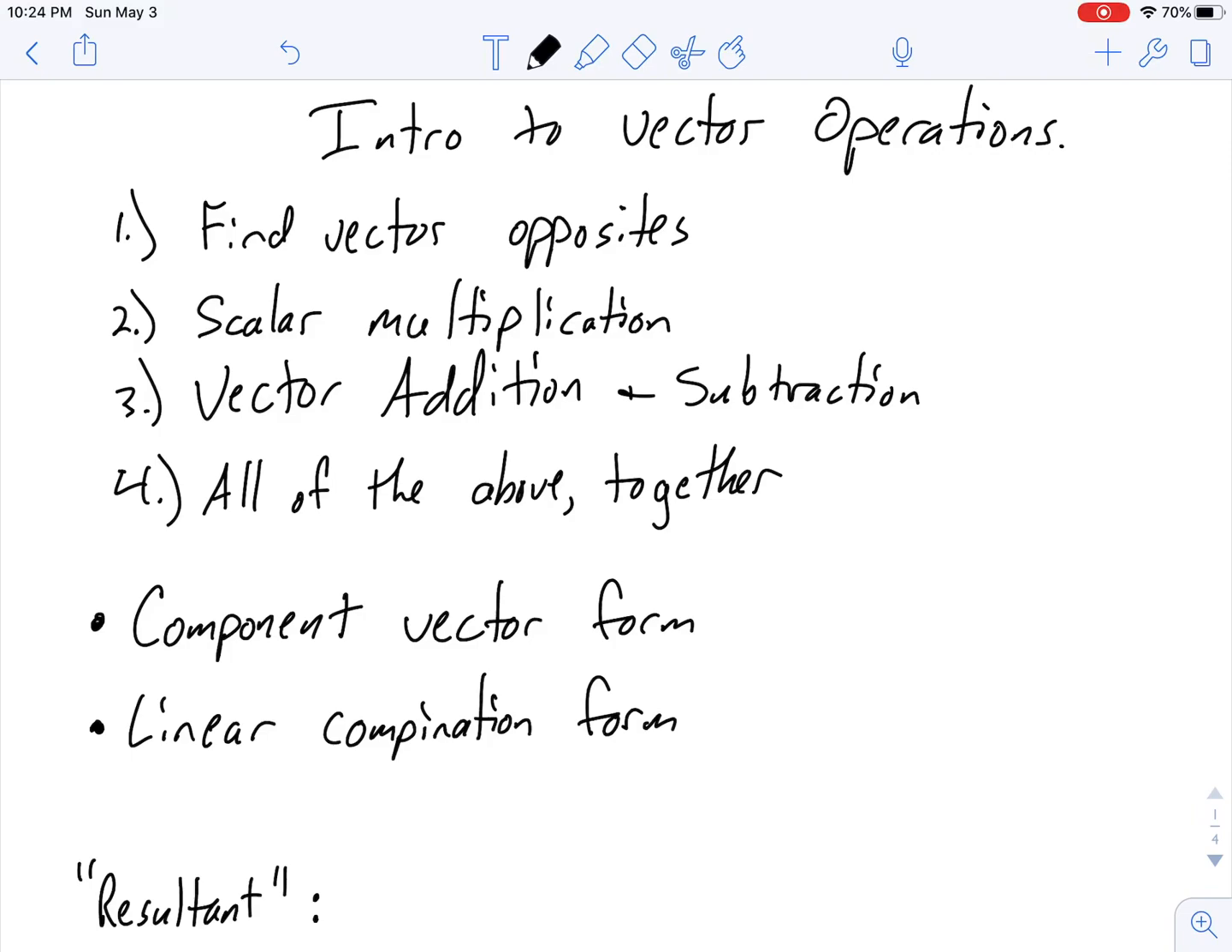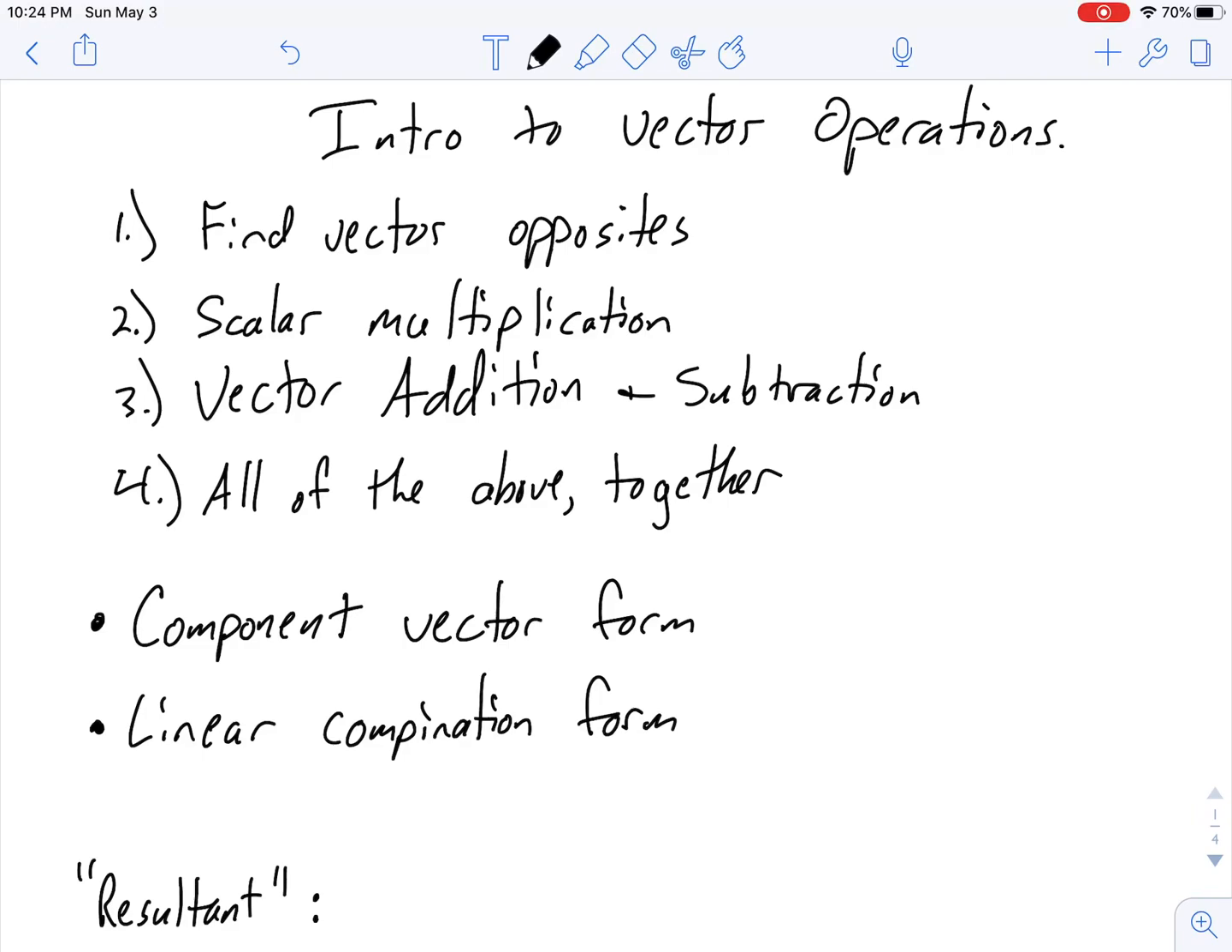Okay, so today we are doing an introduction to vector operations, and there's sort of 4 key points here. Number 1 is finding vector opposites. Number 2 is scalar multiplication. 3, vector addition and subtraction, so you might call that 3a and 3b or whatever. And then 4, all of the above together. So at the end of the worksheet, we'll do some problems where we do all 1, 2, and 3 mixed together in the same problem.